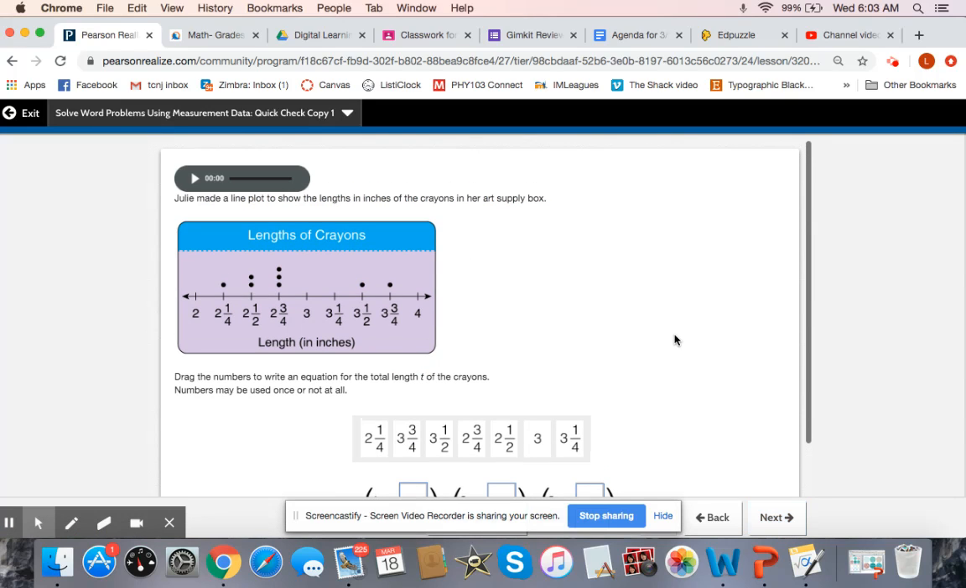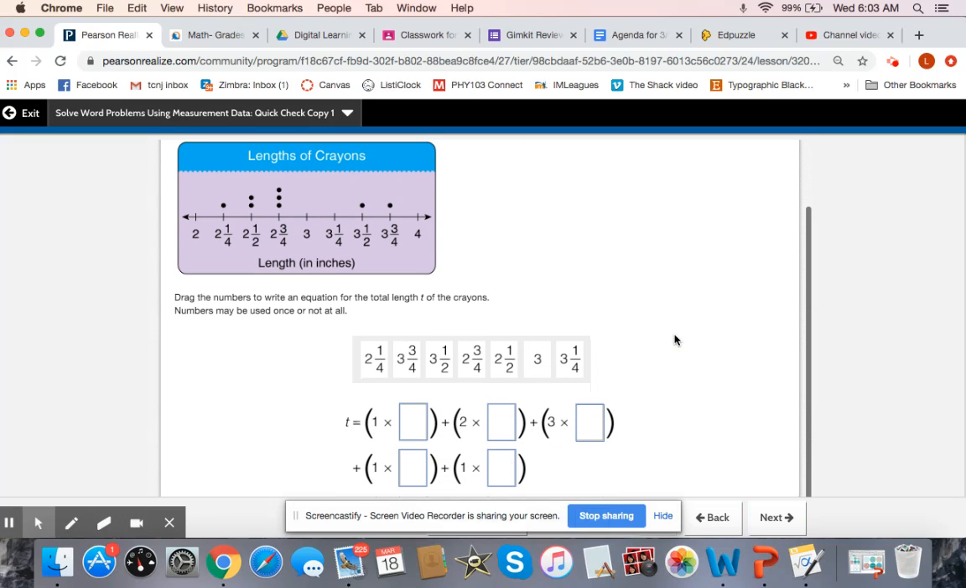Now, instead of adding up, we can also multiply by the frequency or the amount of times it appears. So 2 1/4 appears once, so we multiply it by 1. 2 1/2 appears twice, so multiply it by 2. 2 3/4 appears 3 times, so multiply it by 3. 3 1/2 once again, so multiply it by 1. And 3 3/4 again is 1, so multiply it by 1. And if we multiply all of those in the parentheses and add them all up, we would get the total length in inches.